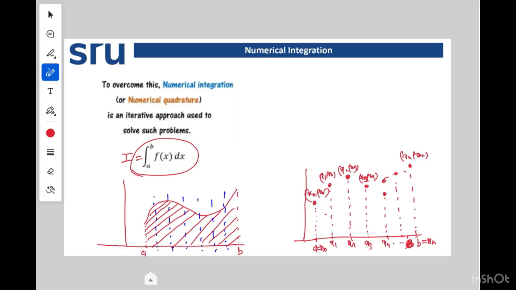So if you divide this domain into a finite number of subintervals, then you will get some kind of discrete data set. So if we have such kind of data sets, then we can use numerical methods here. For different kinds of data sets we have different numerical methods. Your first numerical method is called the trapezoidal rule.